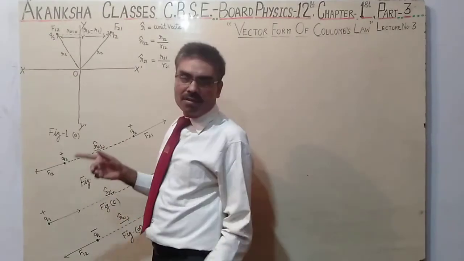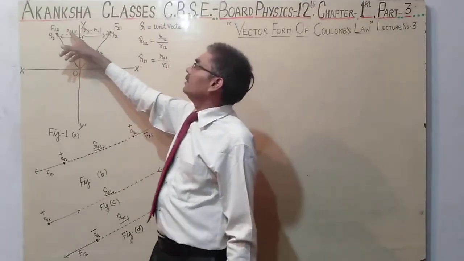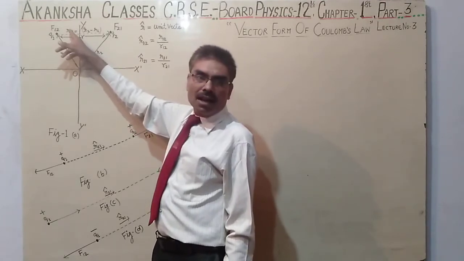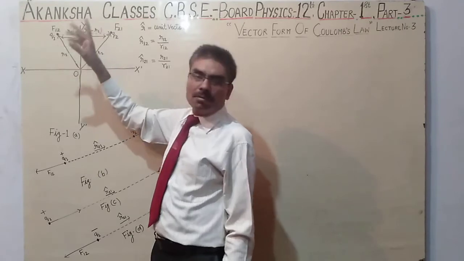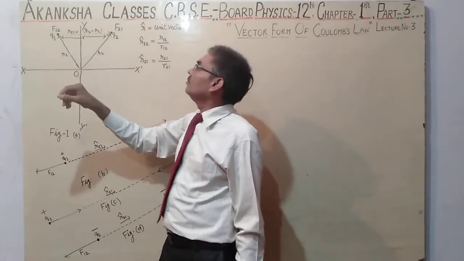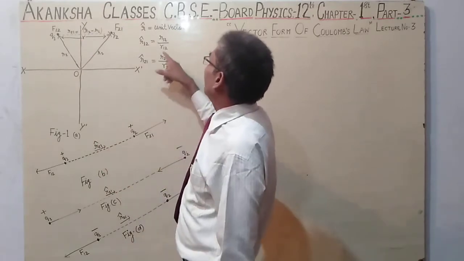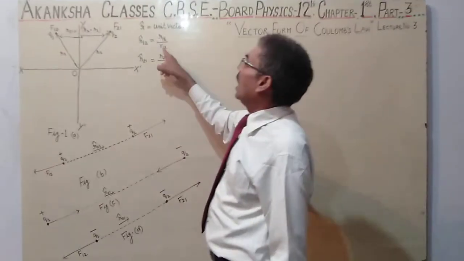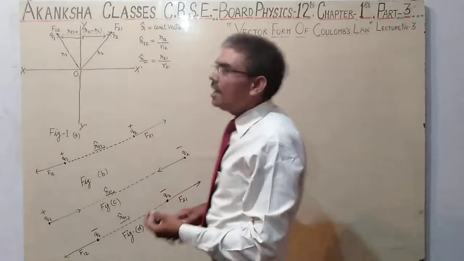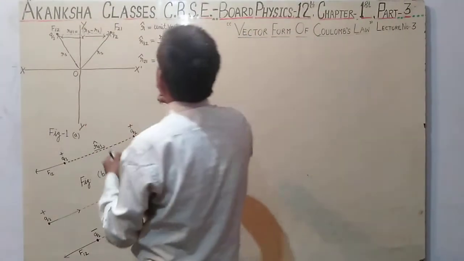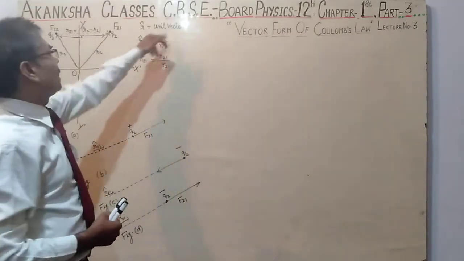And the magnitude of the resultant vector 1 to 2 is represented by R. That is the real resultant. Now we will define a new term, unit vector.